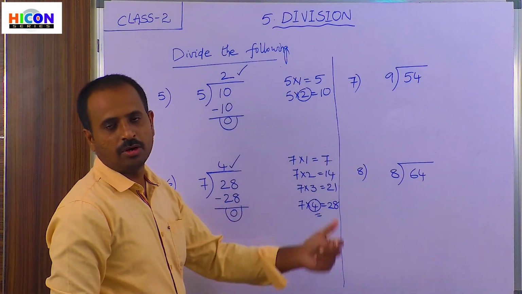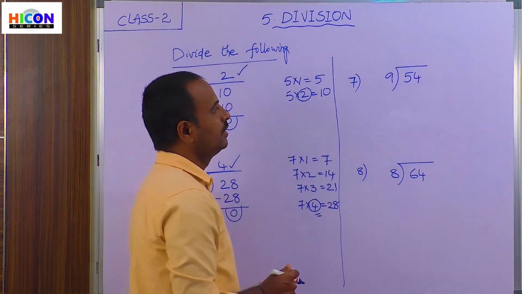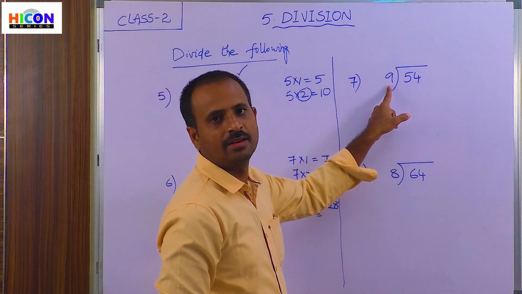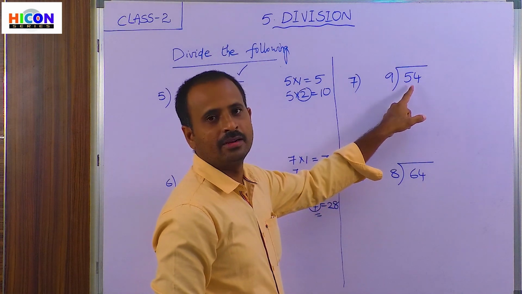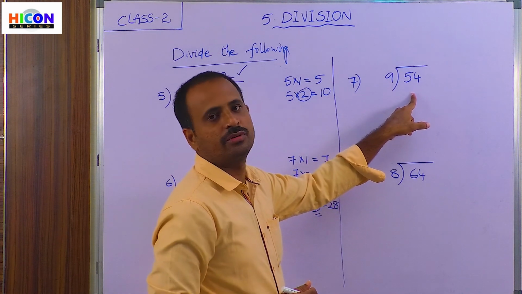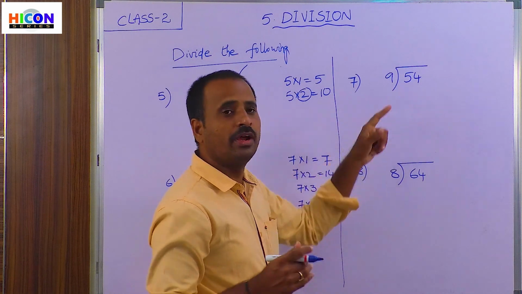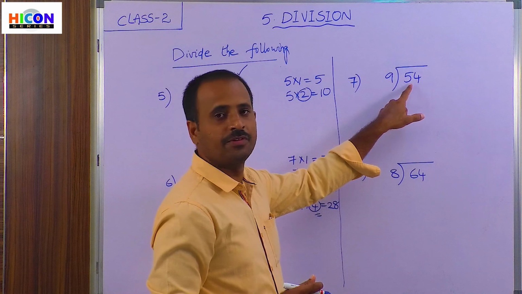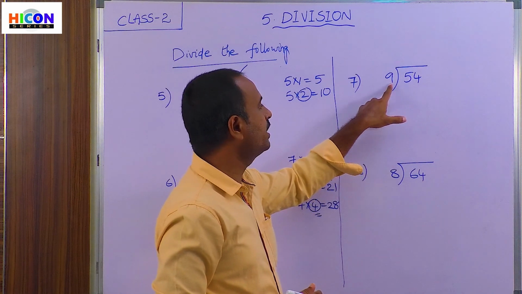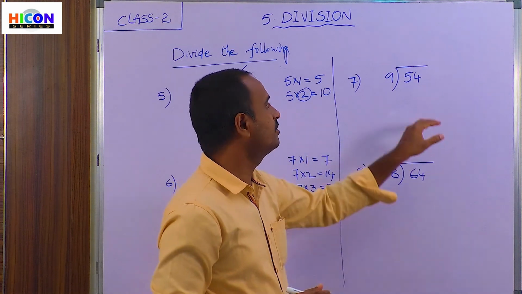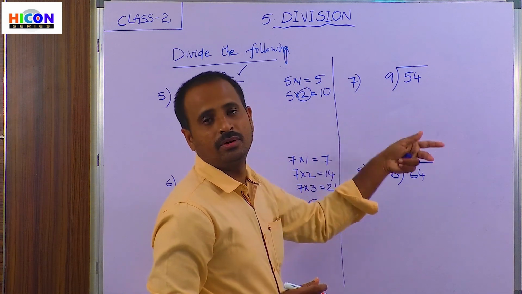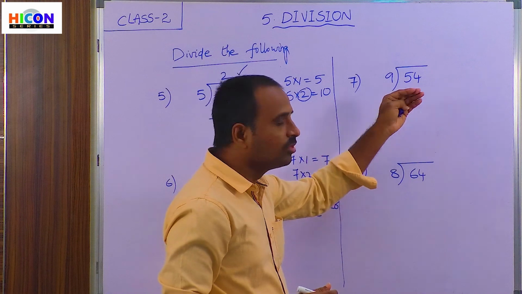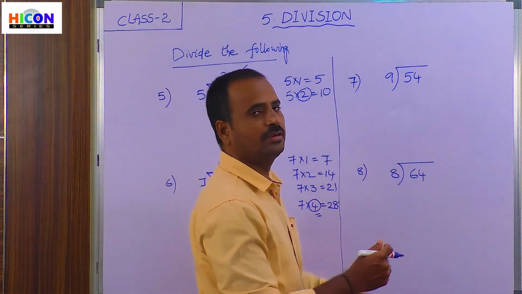So see the next problem. Children, what is the divisor here? The divisor is 9. What is the dividend? The dividend is 54. So now what we have to do first? We have to find when the number 54 comes in the 9th table. So let us recall the 9th table.